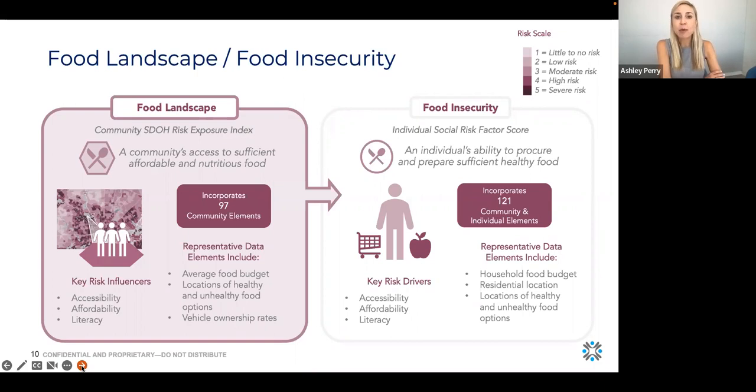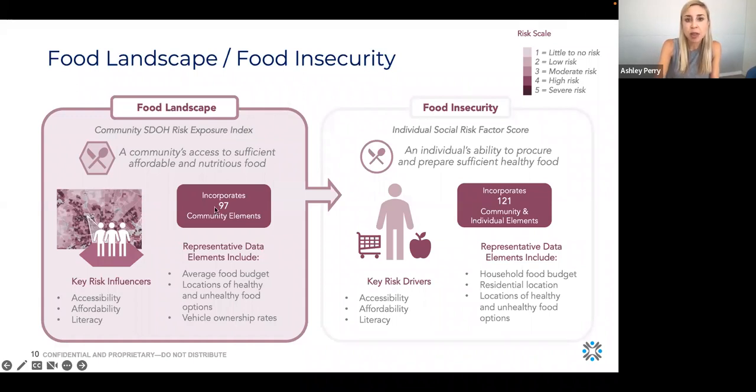On the individual side, when we talk about food insecurity, we think about the same three key drivers of risk: accessibility, affordability, and literacy. But we're actually looking at a number of additional potential data elements that can help us assess that for an individual member. So that includes things like their household food budget, their particular location and the density and ratio of healthy and unhealthy food sources around them, as well as location of, for example, transportation sites that can help them get to those food sources.